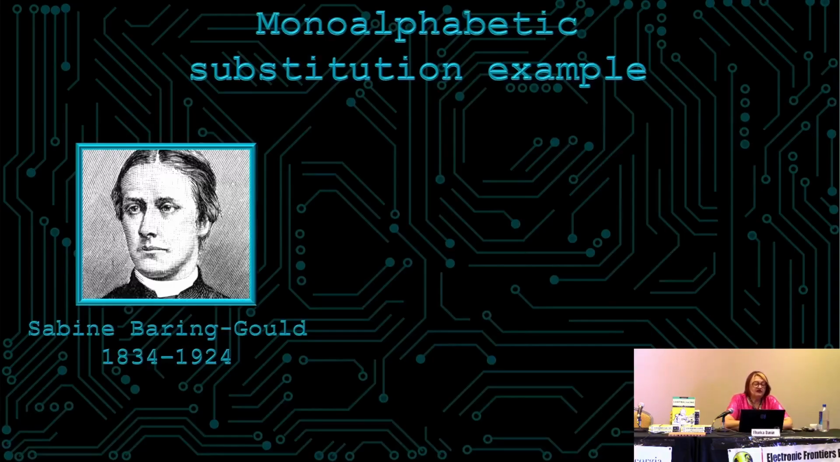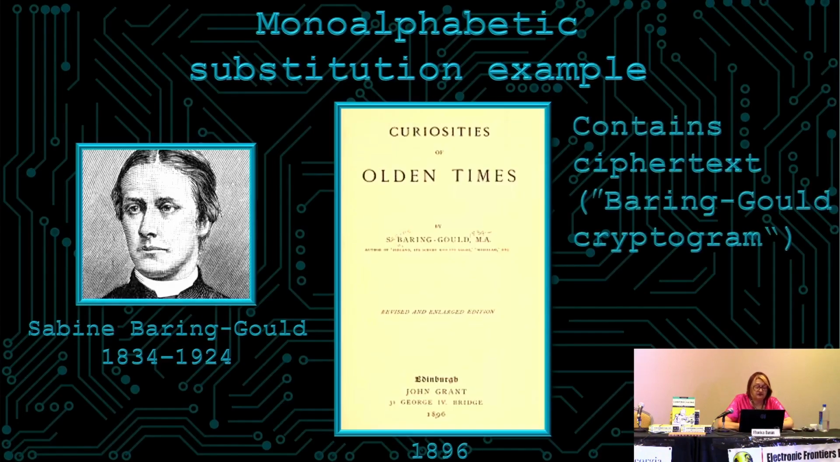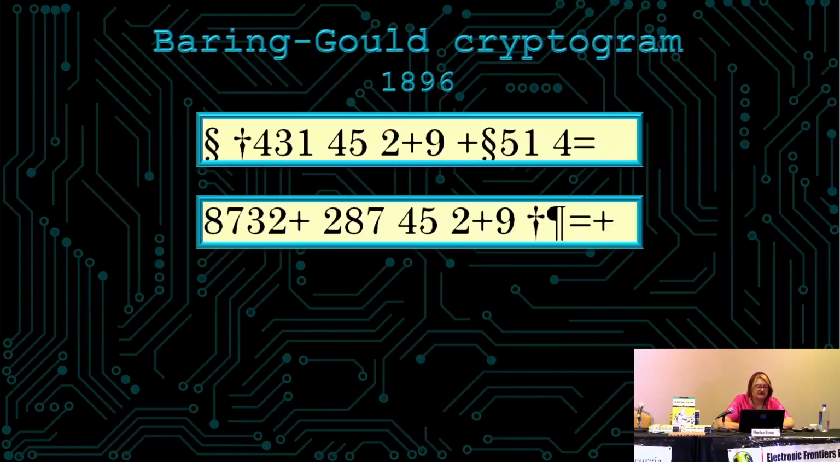Okay, good. So I'm going to launch right into it with some samples of different ciphers. This particular one is going to be a monoalphabetic substitution example, and this is a single alphabet. We're doing one that was written by Sabine Baring-Gould, who wrote a book called Curiosities of Olden Times. In this book, he created a ciphertext. This is not one of the curiosities he covered, but one that he created for the book.